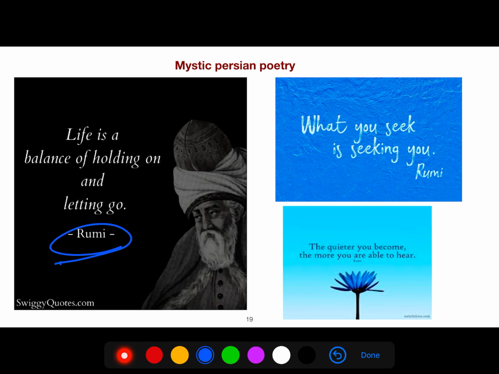I really like this Persian poet: life is a balance of holding on and letting go. For example, you stick to one NLP subject, but you have the temptation to learn different paradigms. So you should let it go and see the big picture. You should see different algorithms of NLP. You should not focus on just one approach. You should see different approaches. What you seek is seeking you. The quieter you become, the more you are able to hear.